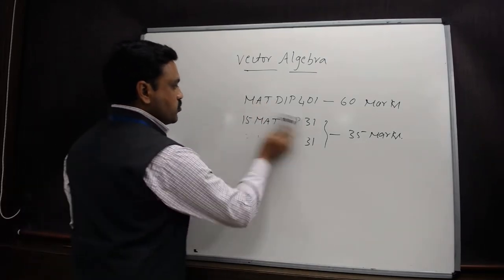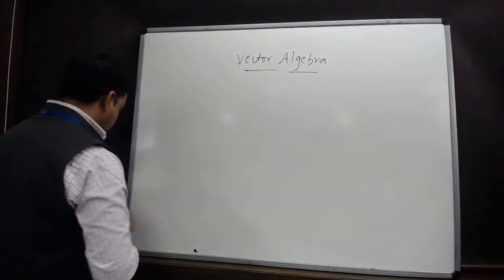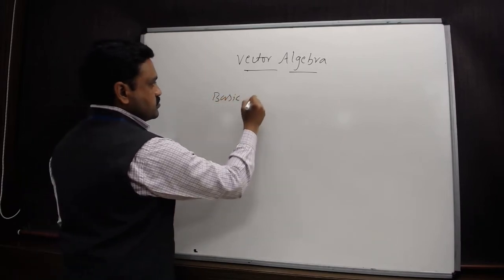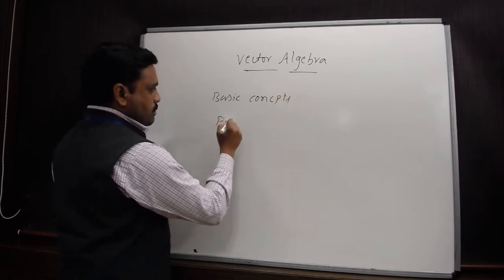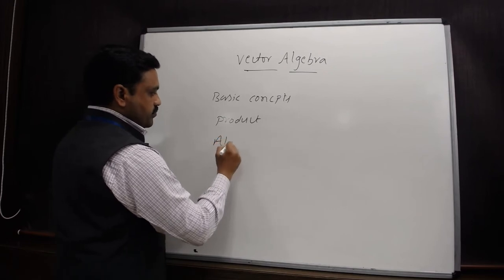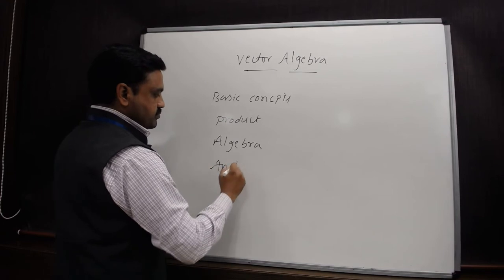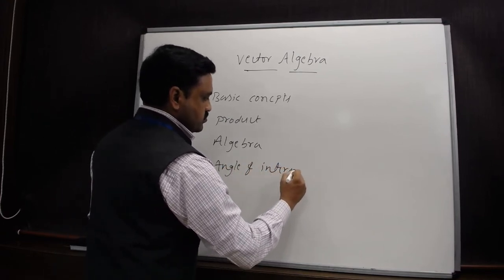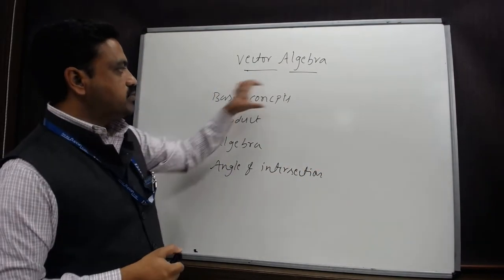What are all the topics I am going to cover in this vector algebra? Just the basic concepts, product, algebra, and angle of intersection. So just the basic concepts.